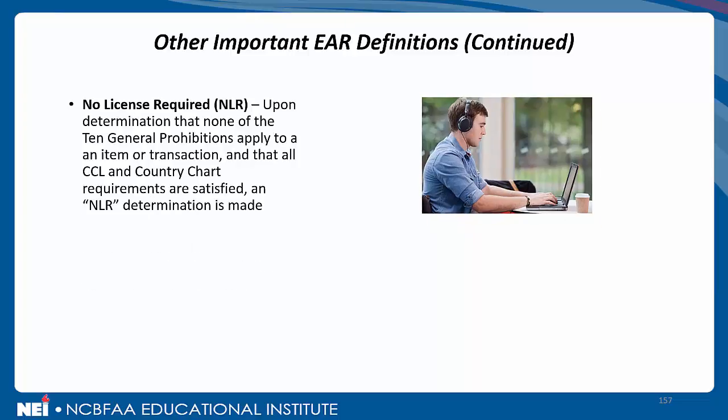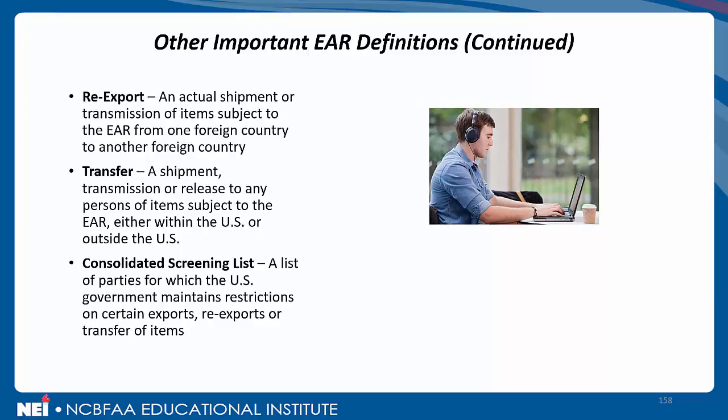No license required. Sounds pretty appealing from an administrative perspective, but upon determination that none of the 10 general prohibitions that we talked about previously, and we'll go into greater detail later on, apply to an item or a transaction, and that all Commerce Control List and country chart requirements are satisfied, an NLR determination is made. No license required. And there are many, many instances where items that are subject to the EAR fall under an NLR authorization. We'll see how that works when we go deeper into the topic. Some clarity on other terms that we've been using: a re-export.